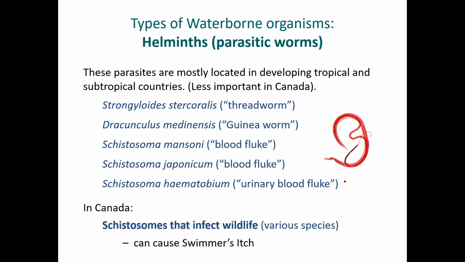But in Canada, we do have one type of schistosome that affects wildlife that can cause human problems. There's a bunch of species, so sometimes we just call them animal schistosomes, or sometimes duck schistosomes, because they're found in organisms like ducks and other waterfowl. And this is the one that causes swimmer's itch.